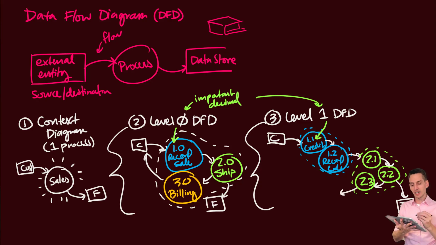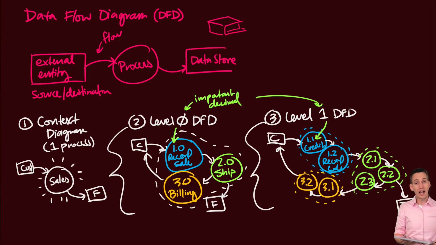And then finally, we're going to come back here and we're going to see process 3.0. 3.1 may be generating the invoice. 3.2 may be cash collections. So the data comes through, we send that information to the customer. This is all part of that 3.0 process. So as we go down the different levels in a data flow diagram, we get more and more detail into what's going on. We could go to level 2 and see what's going on in that credit process or that recording sales process if there were more details to contain there.